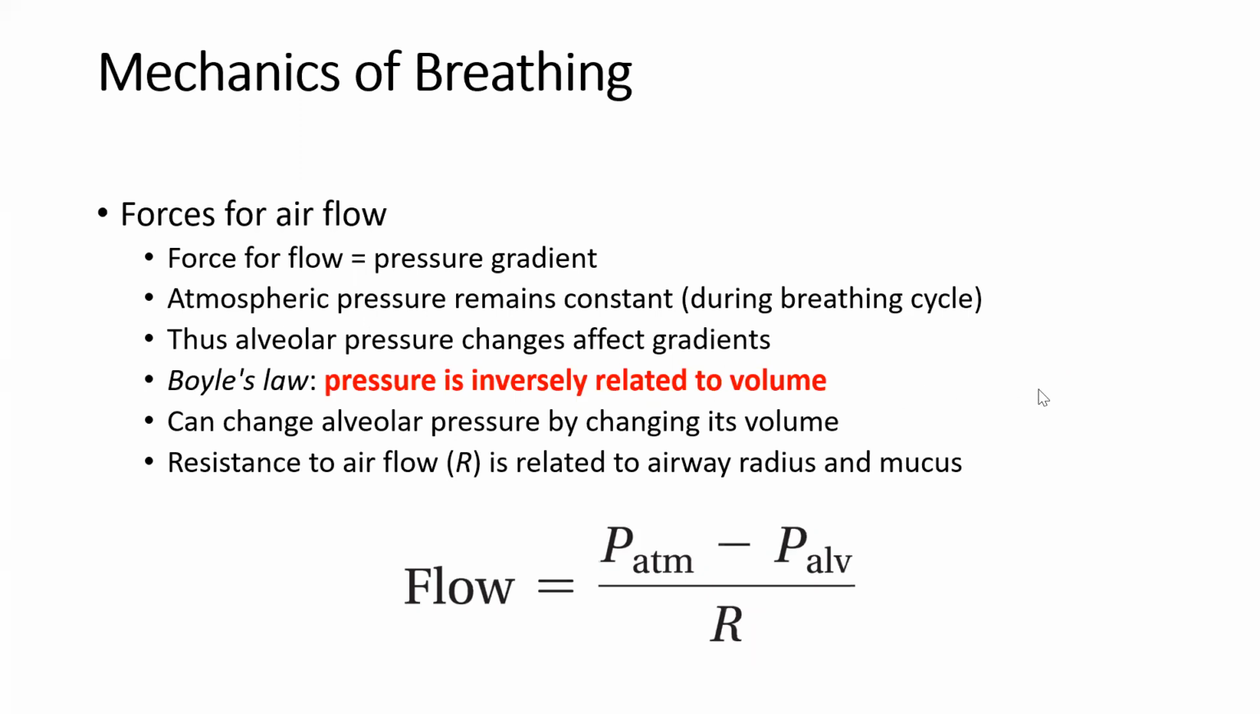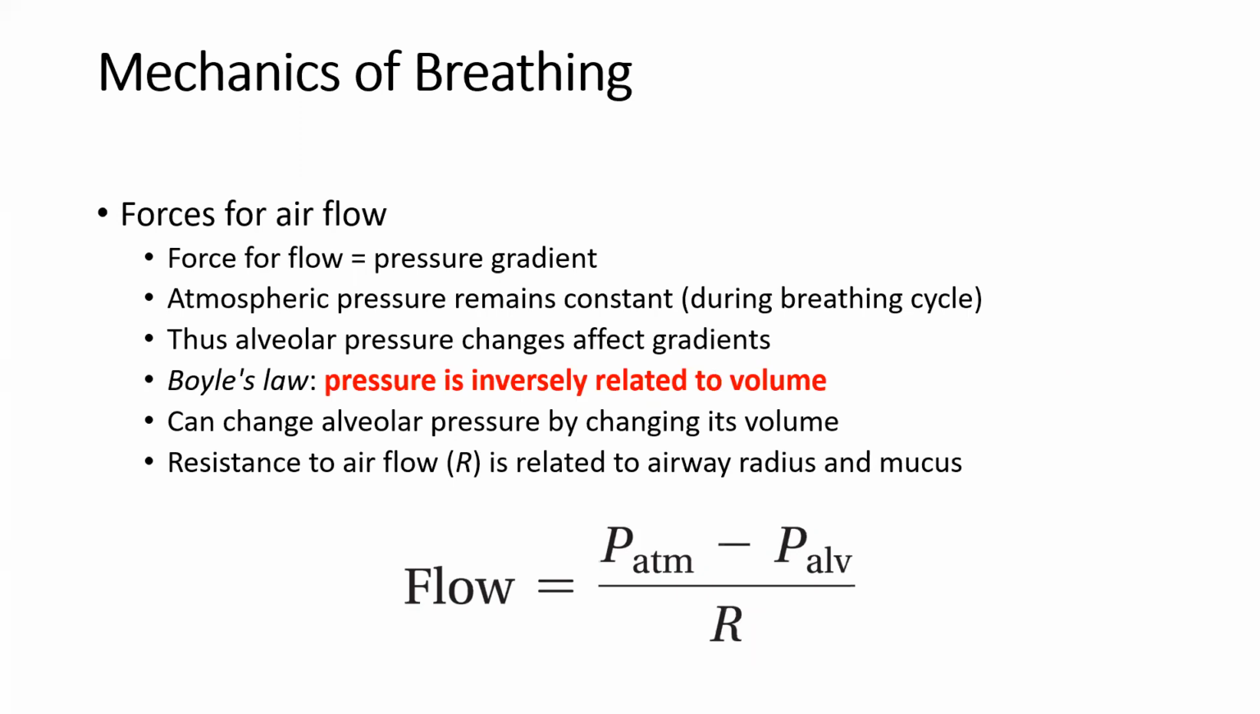This brings us to speak about Boyle's law. And Boyle's law says that pressure is inversely related to volume. In other words, if I increase the volume of the thoracic cavity, I'm going to decrease the pressure within my alveoli. If I decrease the volume of my thoracic cavity, I'm going to increase the intraalveolar pressure, the pressure inside my alveoli. And we can see how that can manipulate our gradient, right?